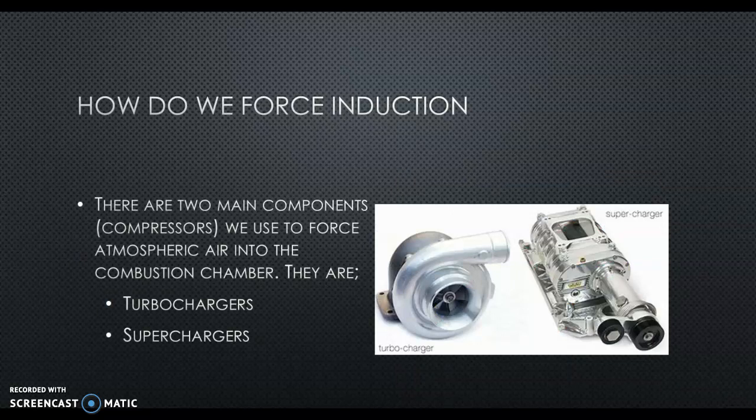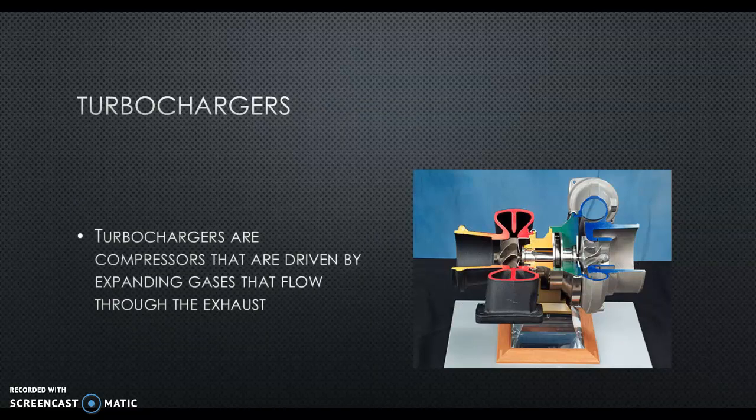But then how do we do that? So there's basically two main types of forced induction components or compressors that we use to force the air into the combustion chamber. They are turbochargers, which we have one right here, and superchargers. Here's a variant of one right here. There are different styles we'll talk about in a little bit, but those are basically the gist. When we talk about forced induction, we're talking about turbochargers and superchargers.